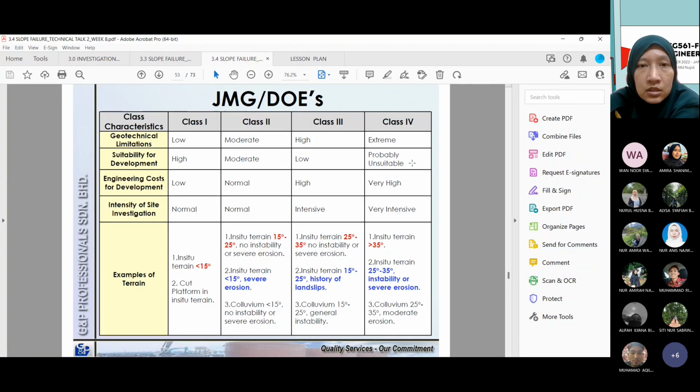So these are some suggestions if you are dealing with class 1, class 2, class 3, class 4. Each class indicates the criteria of the slope or the aspect. For example, if you have class 1, the geotechnical limitation is low, suitability for development is high, so engineering cost for development is low, intensity of site investigation is normal. How about the terrain? The in-situ terrain is recommended less than 50 degrees. Cut platform in-situ terrain. It means they can suggest to you, by looking at this cut line, what the best work is that can be carried out on the site.